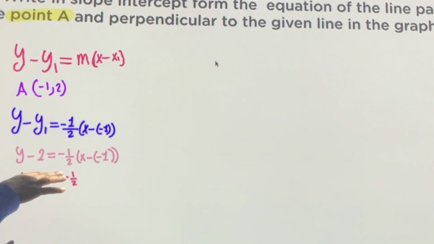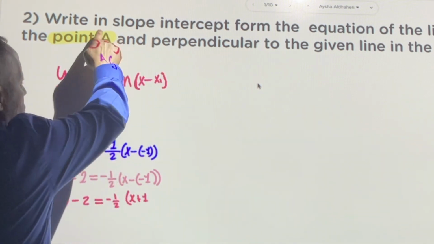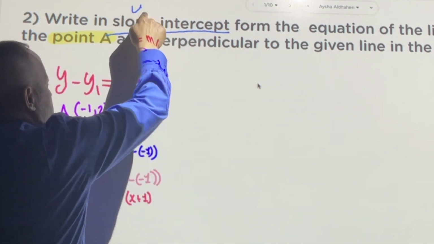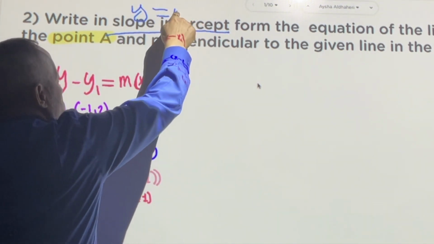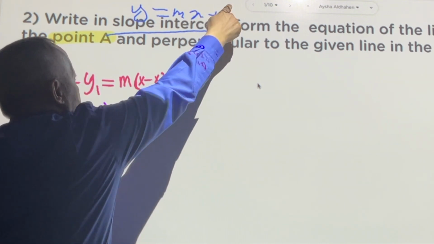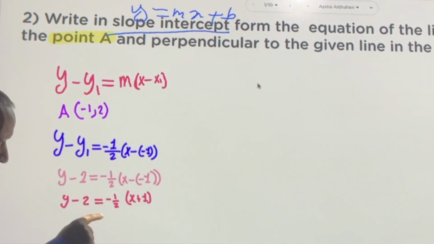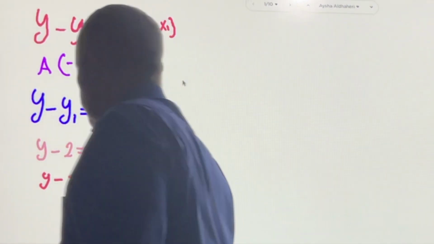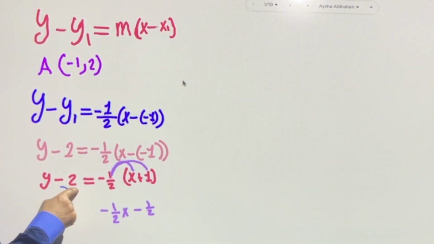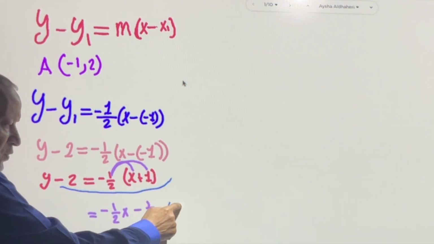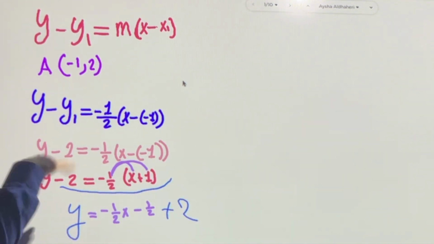We just change it to slope-intercept form. Change it to what? To slope-intercept form, in the form y equals slope x plus b. So what we need to do, multiply this negative half over the bracket. Yes. And let's move this negative 2 there. We put plus 2 here, and we get y straight away in one go.